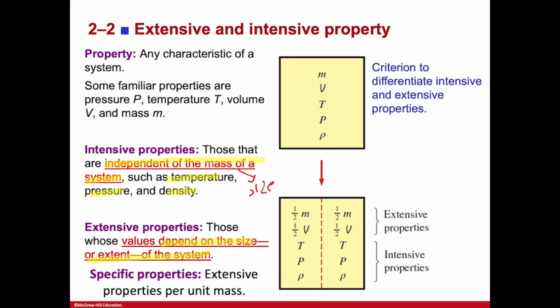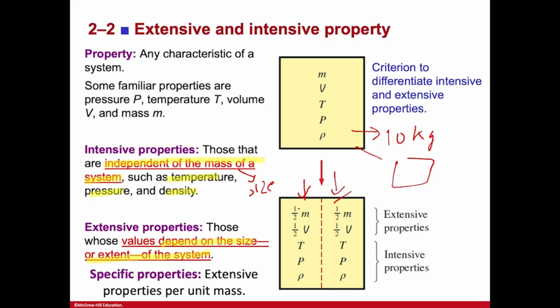So let's say you pick one of the properties. Let's start with mass. That's the most obvious one, right? If I have this volume, and I say the mass of this volume is 10 kilograms. Now, if I change the volume of this system that I'm looking at, so let's say I divide this volume into two, that's kind of what this illustration is saying.